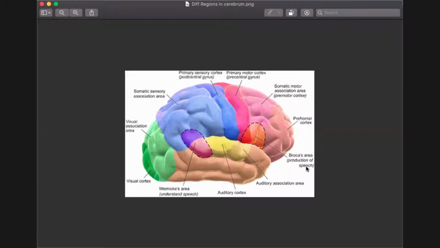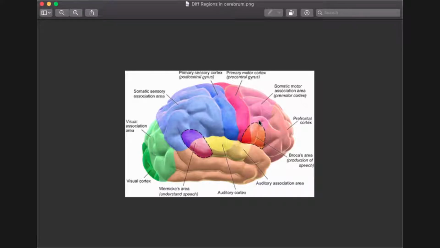So left side only, note down, left side of the cerebrum, in the frontal region, Broca's area. It is there in the diagram also. Where is it? Left frontal lobe. Right side no, left frontal lobe, Broca's area. Speech production means muscle movement, whatever sound you want to make.